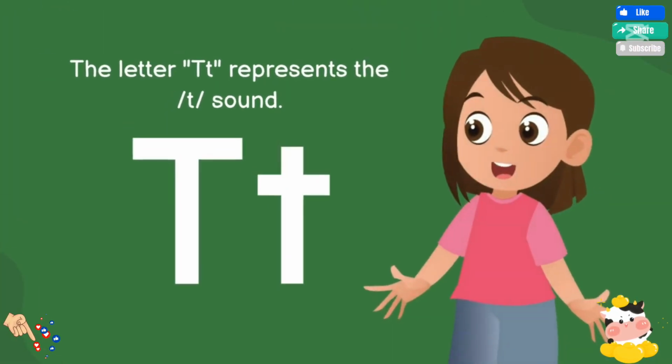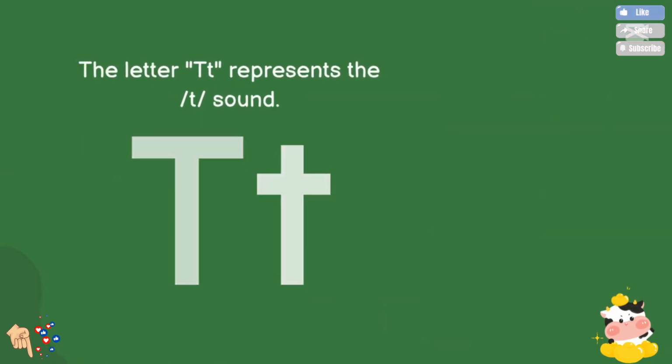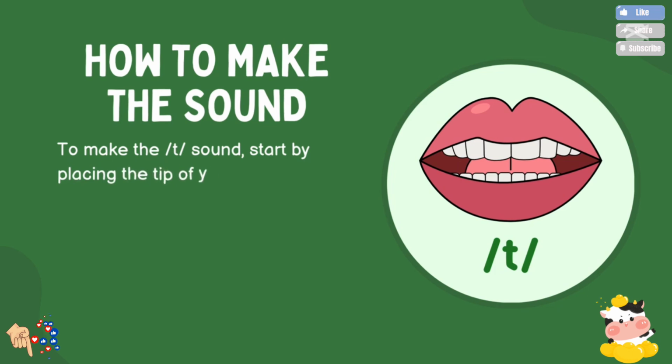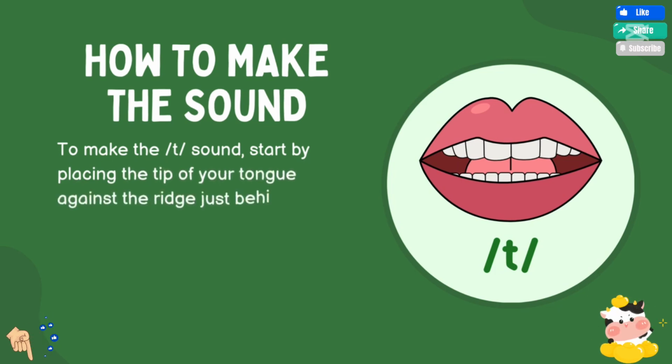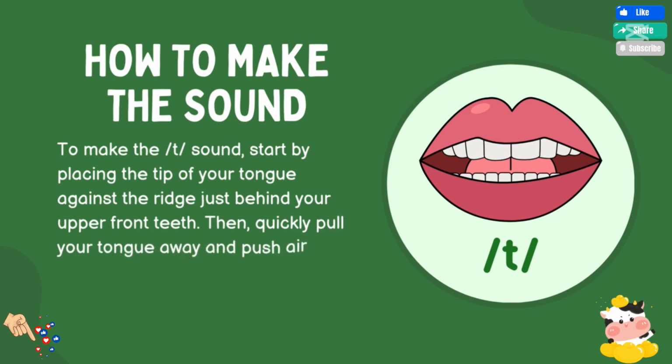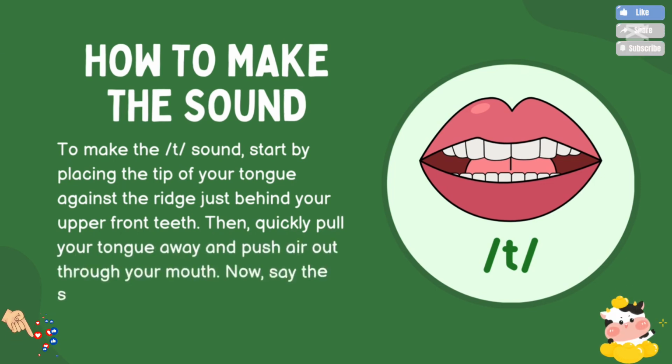The letter T represents the T sound. How to make the sound. To make the T sound, start by placing the tip of your tongue against the ridge just behind your upper front teeth. Then, quickly pull your tongue away and push air out through your mouth.